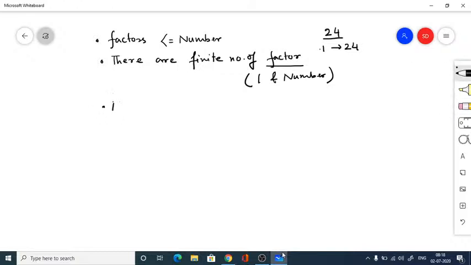Number 2, multiples are always greater than or equal to the number, and there are an infinite number of multiples.